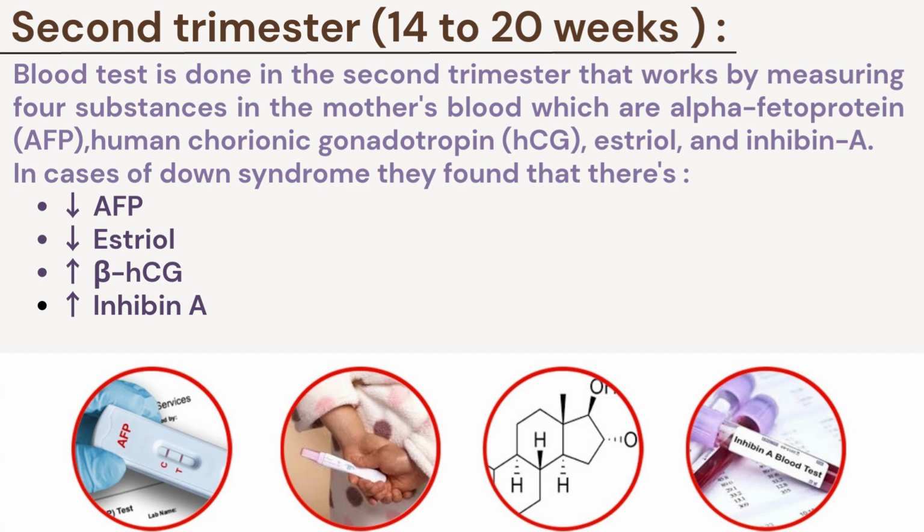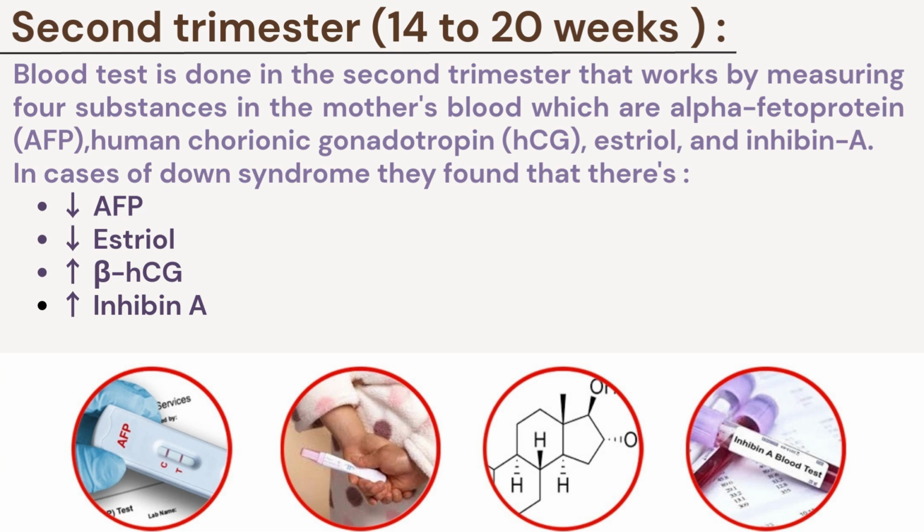In the second trimester, which is between weeks 14 and 20, we perform what is called the quadruple marker test. This is a blood test done in the second trimester of pregnancy to estimate the risk of Down syndrome and other certain birth defects. It works by measuring 4 substances in the mother's blood. These are alpha-fetoprotein, also known as AFP, human chorionic gonadotropin or HCG, estriol, and inhibin A. The results are not a definitive diagnosis, but they help determine if further testing is needed.